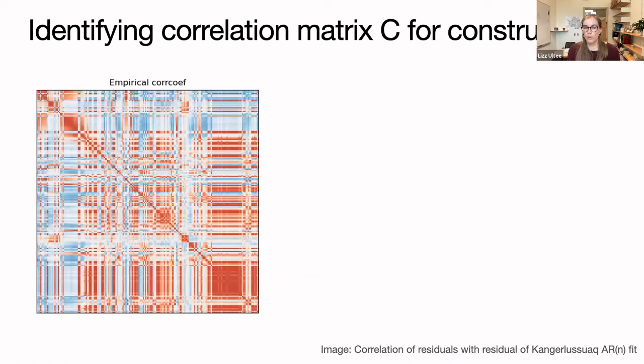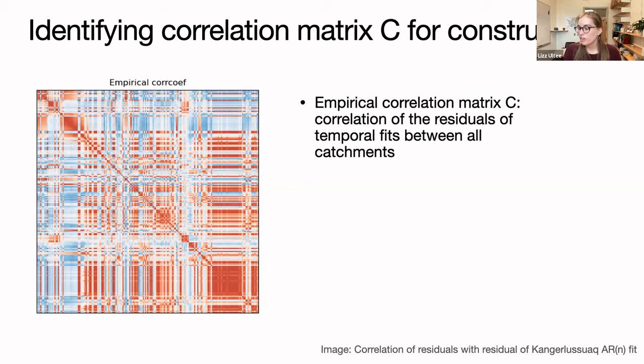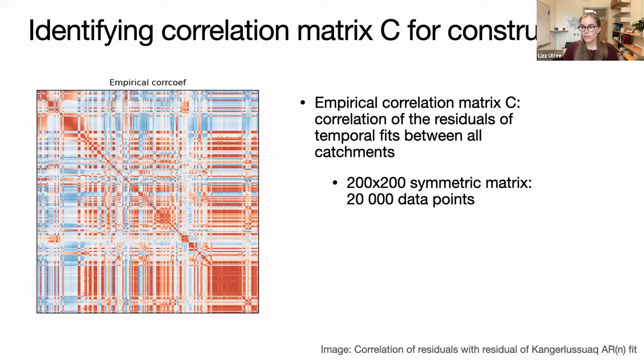So we need to identify the correlation matrix C to construct spatially variable surface mass balance. This empirical correlation matrix is the correlation of the residuals of temporal fits between all of the catchments. So there is a lot going on here. It's the correlation of residuals of all catchments with the residual of the Conger-Lueswak autoregressive fit that I showed earlier. This is a 200 by 200 symmetric matrix. There are 20,000 relevant data points.